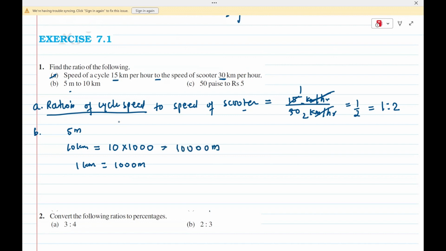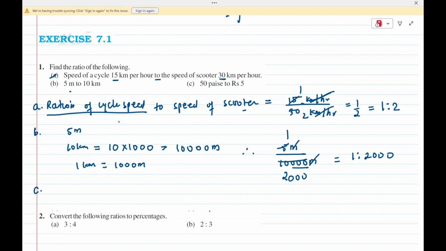Now find out the ratio. Therefore, 5 meter upon 10,000 meter. Meter got cancelled. 5 ones are 5, 5 twos are 10, and how many zeros are there? 3. So therefore, the ratio is 1:2000. Correct?